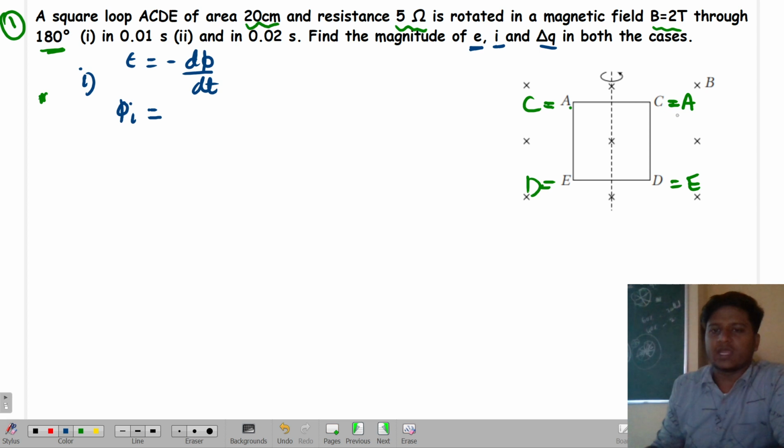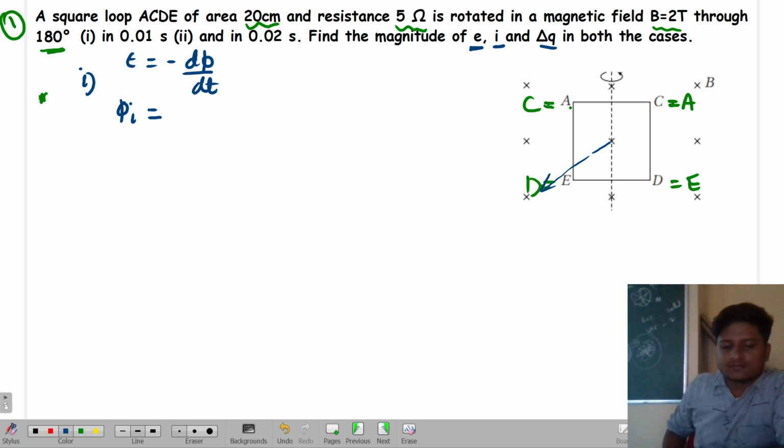So look over here. For A, C, D, normal will be upwards or not? Tell me yes or no? Magnetic field is inside or not? How much is the angle between normal and the magnetic field? In the initial case, how much is the angle? 90. Magnetic field is inside, normal is upwards. How much is this angle?